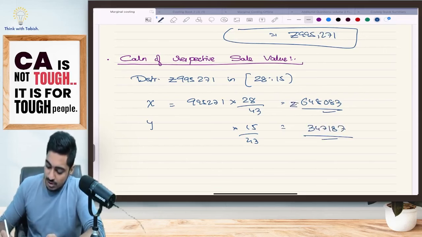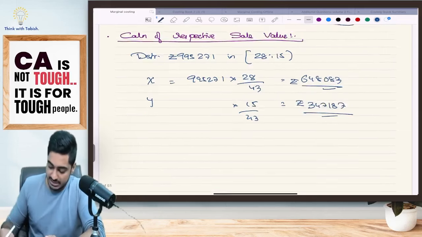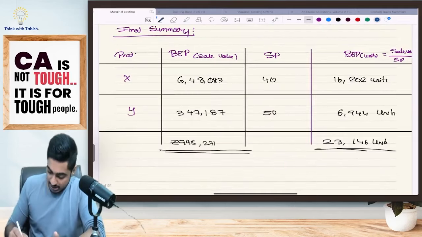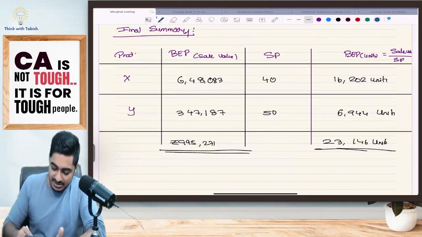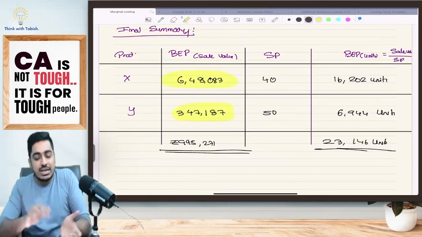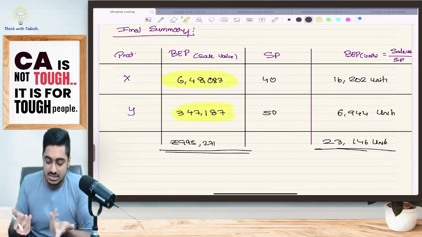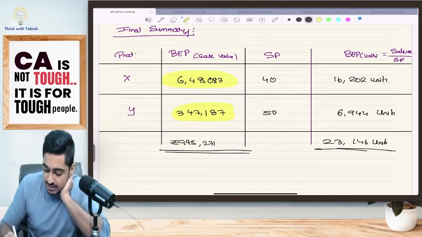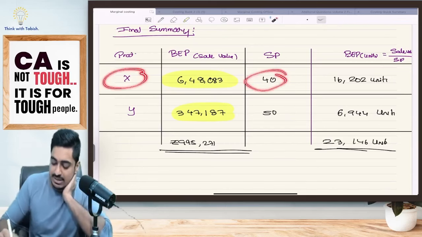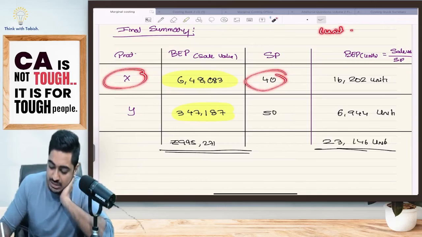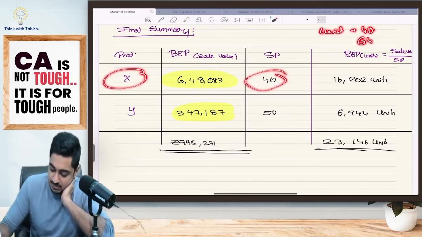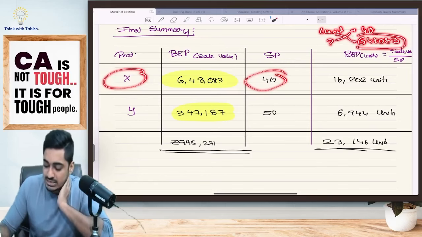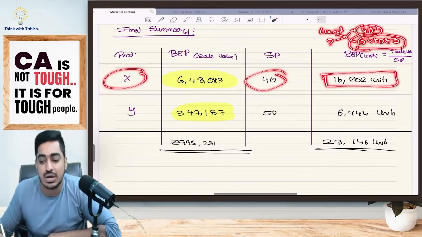Yes or no? So I have got my BEP in terms of rupees. So pay attention. I will write 648,083, 347,187. So I have got the sale value. Now pay attention. Once I get the value, based on that, can I reverse calculate the quantity? Yes. Simple students, tell me every item of X at what price I am selling? At 40. That means if I sell 1 unit, I should be getting 40. If I have got 6,48,083 rupees, that means how many units I have sold? 648,083 divided by 40. I should have sold somewhere close to 16,202 units.